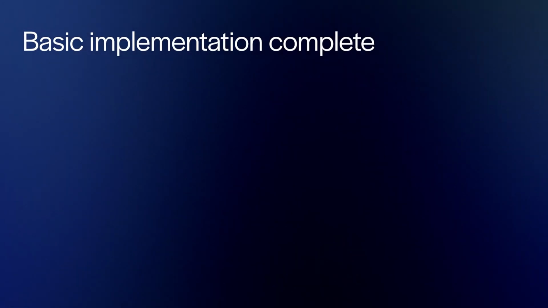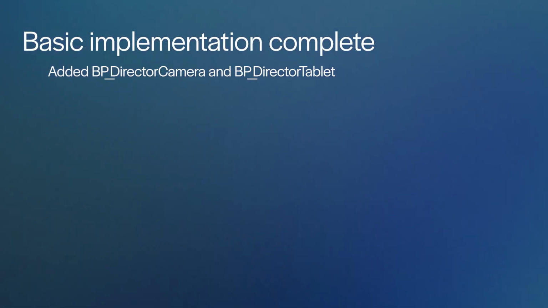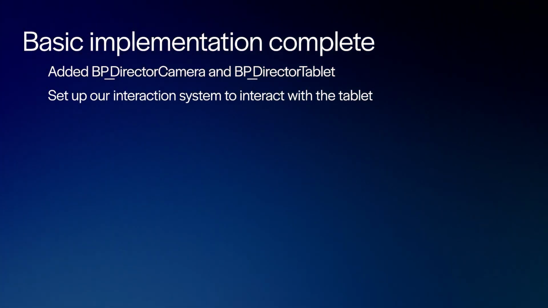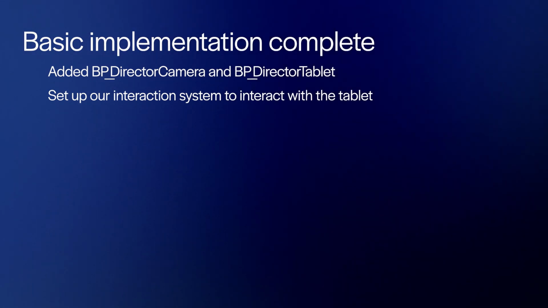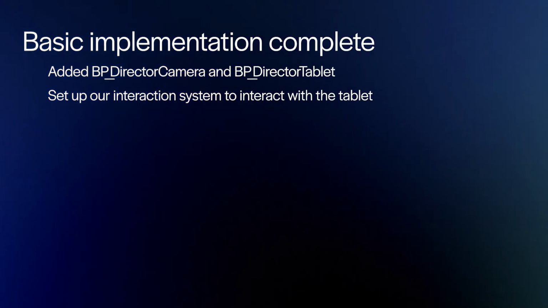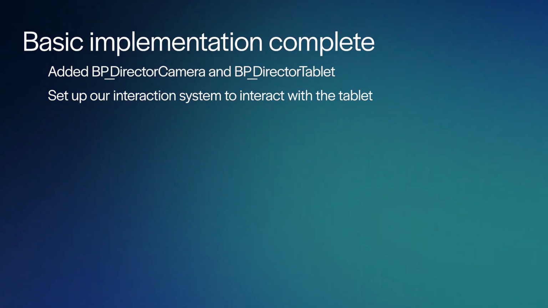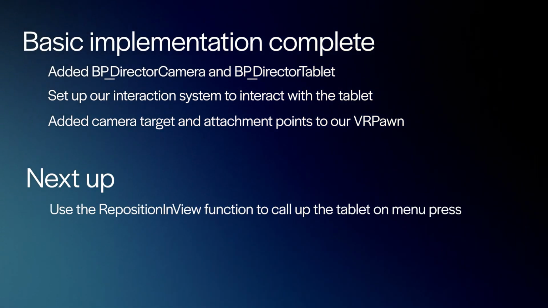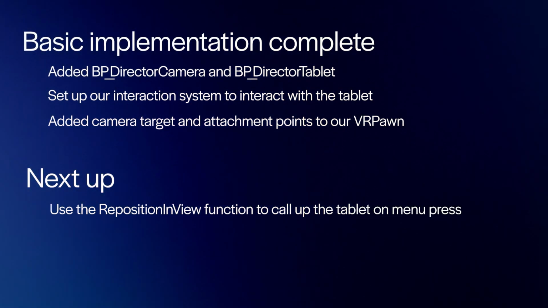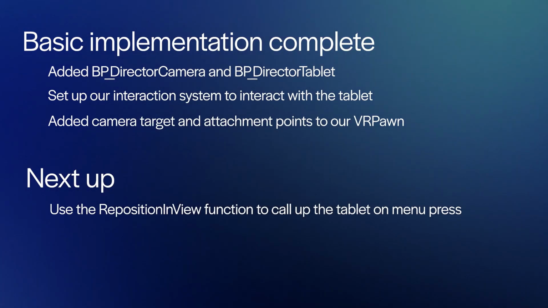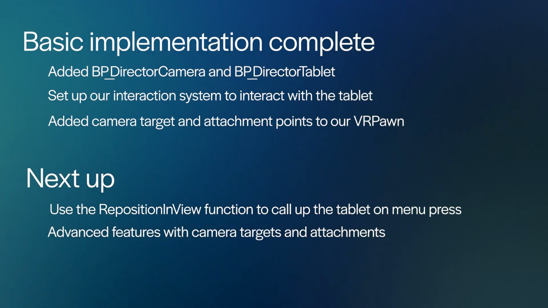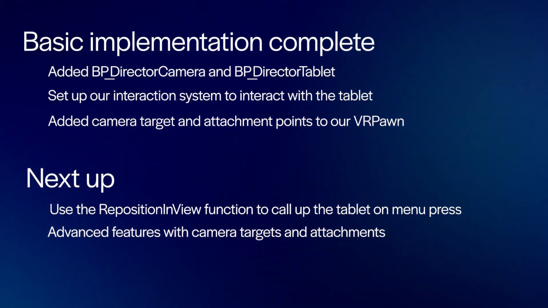And that's our basic implementation complete. So just a quick recap. First, we set up our director camera and our director tablet. Then we set up the interaction system to allow the left and right hands in our VRPawn to interact with the tablet and interact with the collision zone. Then we set our camera target and attachment points in our VRPawn. Next, we're going to use the reposition in view function of the VR tablet to bring it up when the menu is pressed. And then we're going to start playing with some of the advanced features with camera targets and attachments and create really dynamic harnesses for your user-generated content.